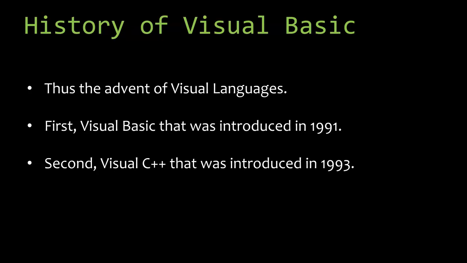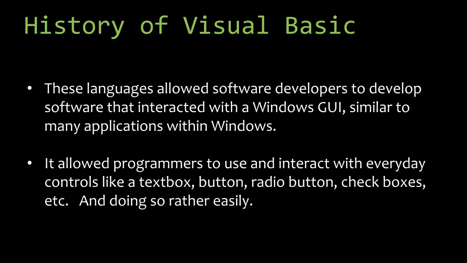So basically, the first language that came out that was visual, really Microsoft's language, was Visual Basic that was introduced in 1991, and second was Visual C++ that was introduced in 1993. These languages allowed software developers to develop software that interacted with the Windows GUI, similar to many applications in Windows. So what do I mean by this GUI, graphical user interface? Basically allowing programmers to utilize some of the things that people now recognize as text boxes, buttons, radio buttons, checkboxes, etc., and doing so relatively easily.